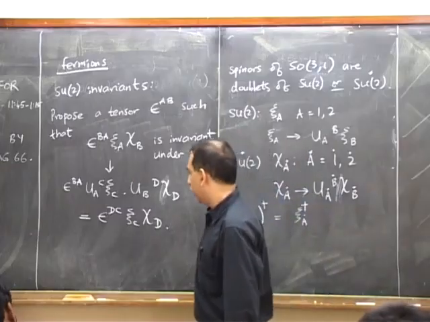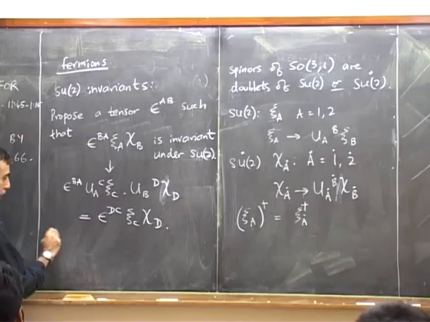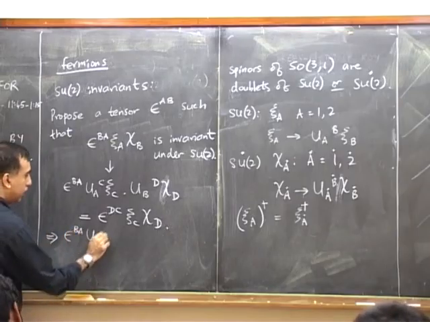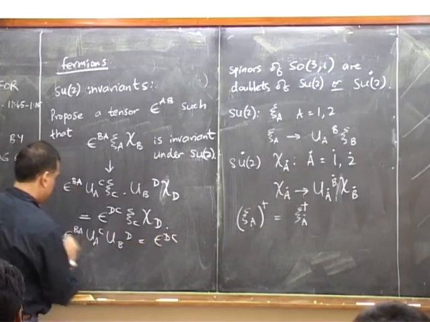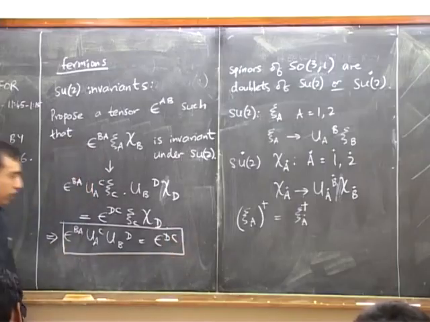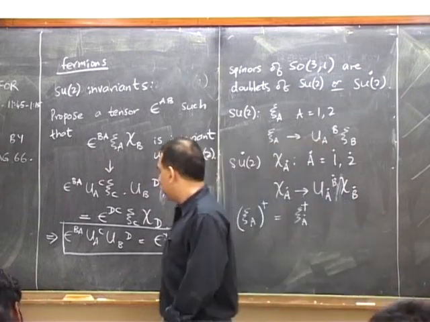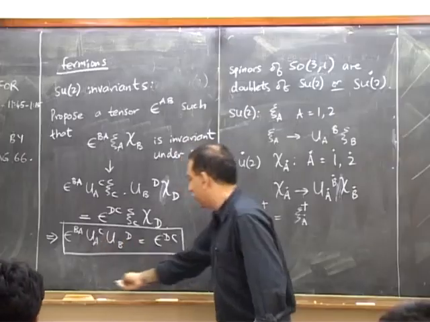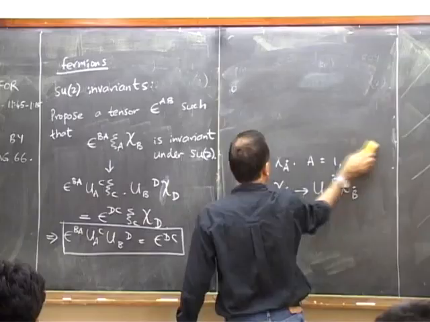And the nice thing is that this has a solution. So this equation implies that epsilon BA UAC UBD is equal to epsilon BC. Now a simple way to think about how this is solved: first of all, there's a simple solution to this. Let me give you the solution, then I'll tell you how you would have got it.